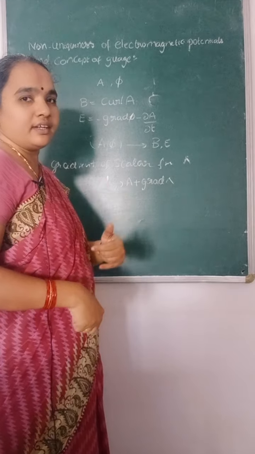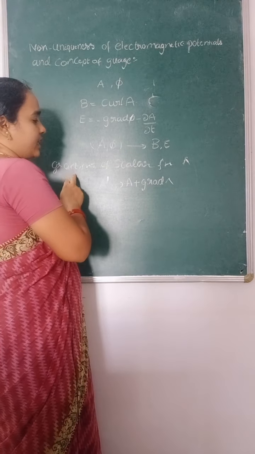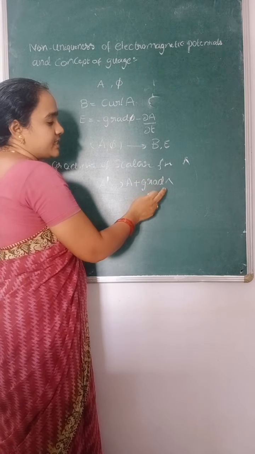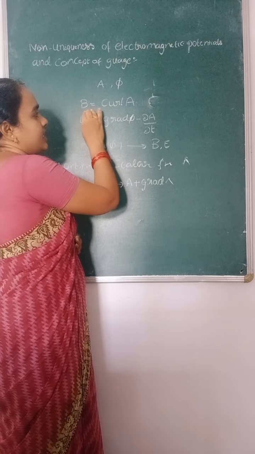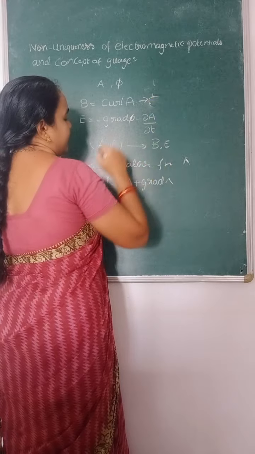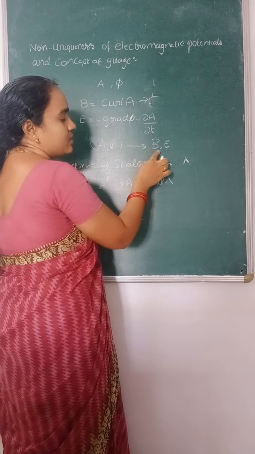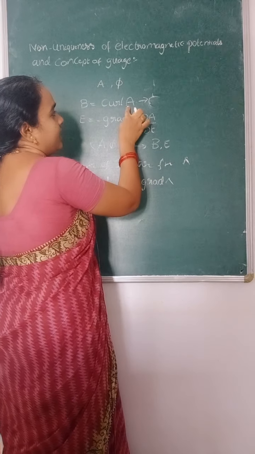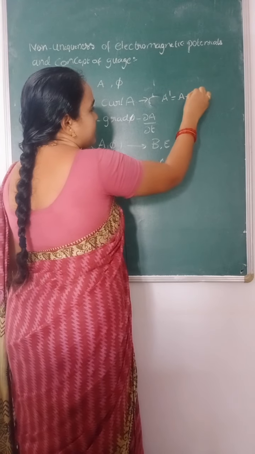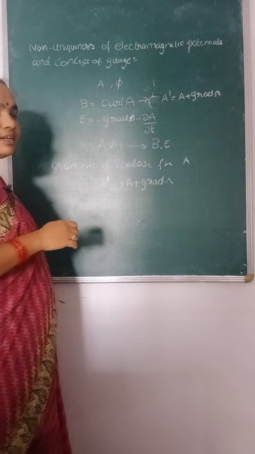The curl of the gradient of any scalar is 0. I am assuming some gradient of a scalar function psi which does not change this equation. So if you substitute A dash for A, with E and B as the given values, let it be A dash, equal to A plus gradient of psi. Then also we will get the same magnetic field vector B.